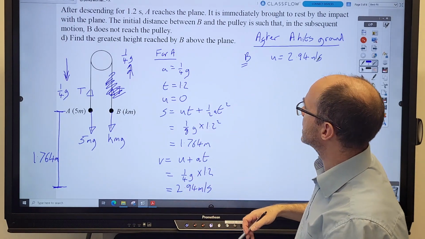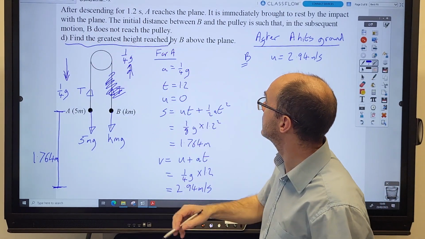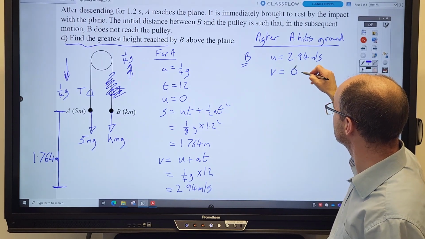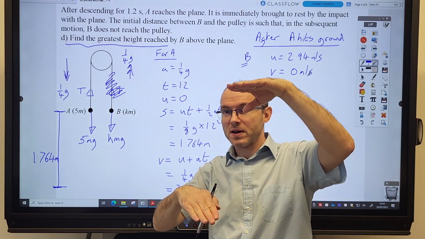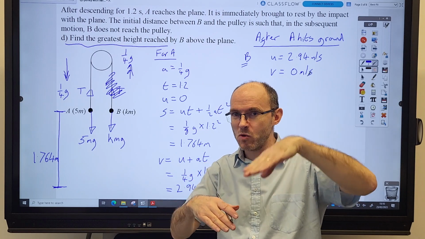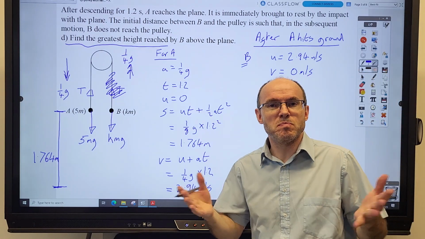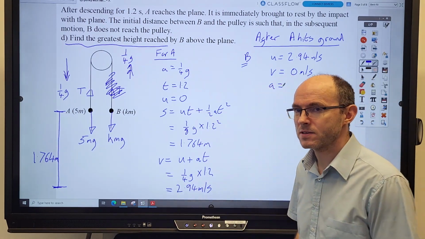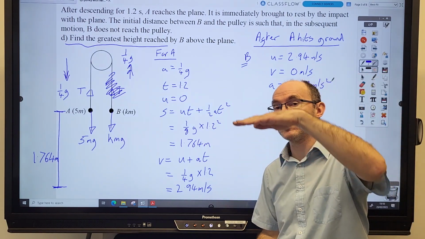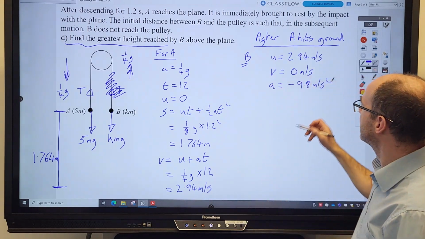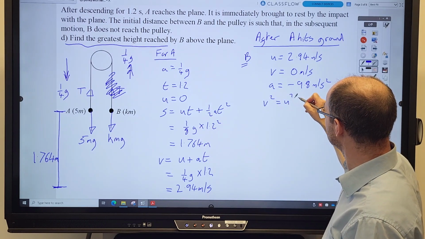For the next bit of motion, we're looking to see when it reaches its maximum height. As you know, for a particle falling freely under gravity, at the maximum height v equals 0. So it goes up with initial speed u, at maximum height v is 0, then comes back down again, but we're more interested in what that maximum height is. The acceleration is purely due to gravity, so that's going to be negative 9.8. Remember, it's negative because B is moving upwards and the acceleration is downwards. We want to work out s, so I'm going to use v squared equals u squared plus 2as.